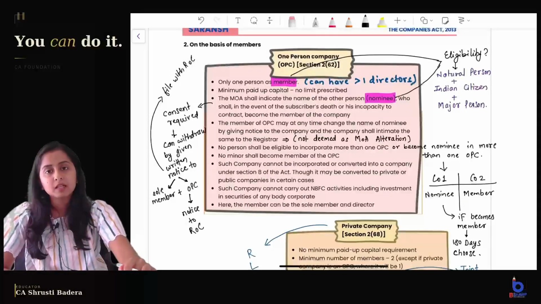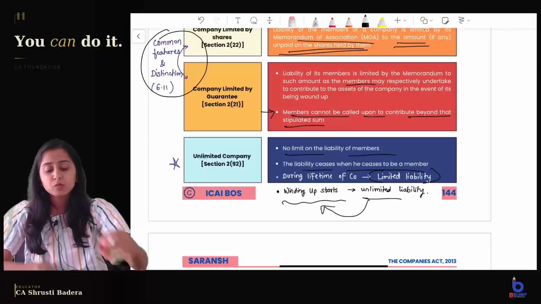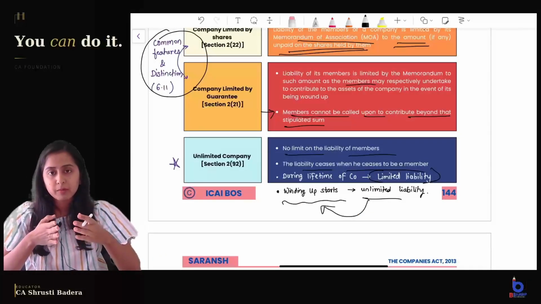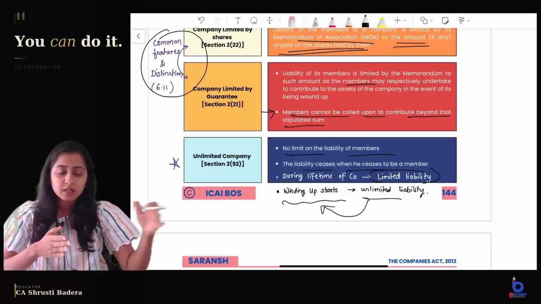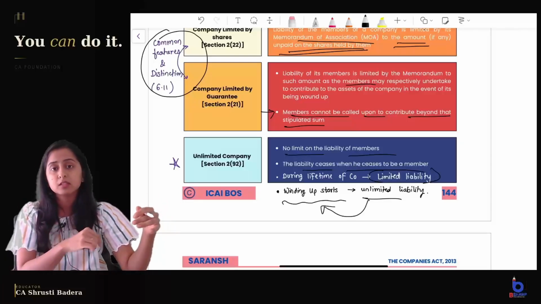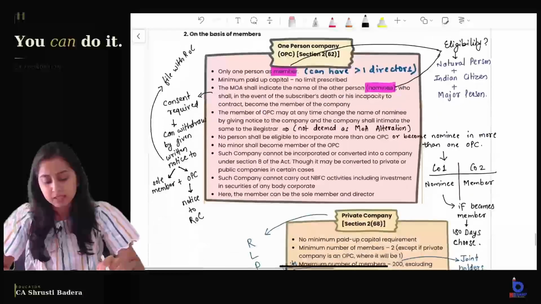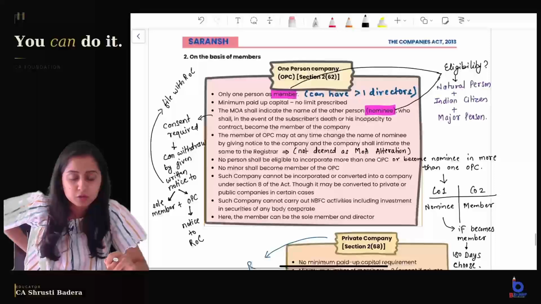Coming to one person company. Now also one more point I remember for unlimited company. Say you left the company today, you cease to be a member today, but after 1 year, if within 1 year this winding up happens, then the person who was a member within last 1 year, he is also called to pay these liabilities, okay, if the assets fall short.